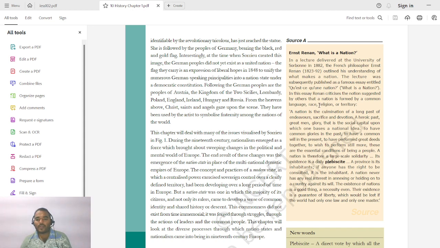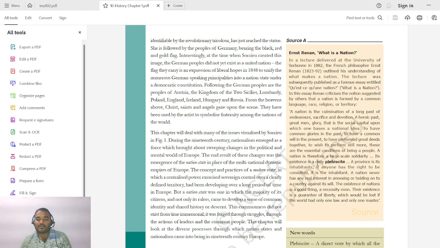So let us try to understand what Ernst Renan wants to say. A nation is a culmination of a long past of endeavors, sacrifice, and devotion. A heroic past, great men, glory: that is the social capital upon which one bases a national idea. To have common glory in the past, to have a common will in the present, to have performed great deeds together, to wish to perform still more. These are the essential conditions of being a people. A nation is therefore a large-scale solidarity.